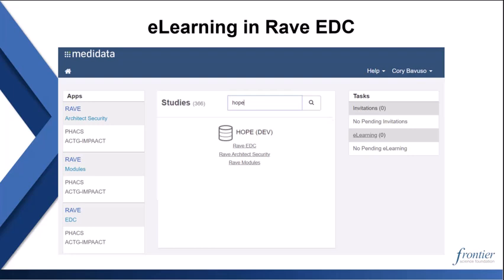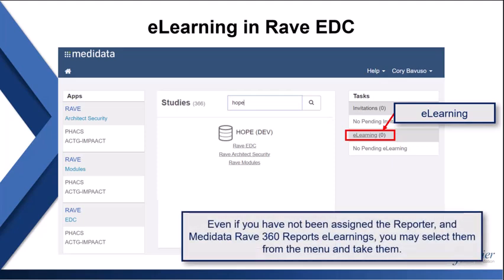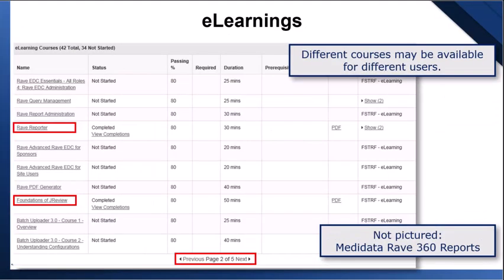E-learnings within iMedidata may also be helpful. To access, click on e-learning in the tasks pane at the right of the screen. All e-learnings are available to you, so even if you've not been assigned to the e-learnings relating to EDC reports, you're still able to view them. The most relevant e-learnings for this topic include Rave Reporter, Medidata Rave 360 reports, and Foundations of J-Review.